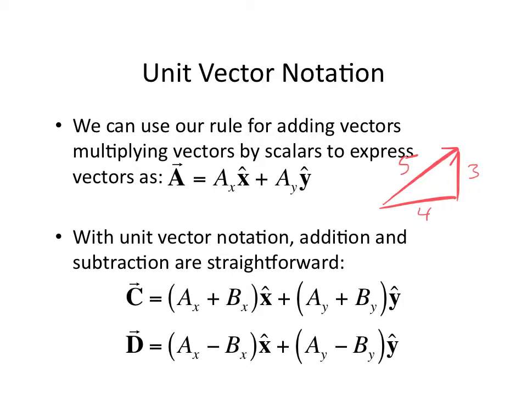That means vector A could be described as 4 paces, or 4 meters, or 4 whatever you're measuring, 4 x hat plus 3 y hat. So it's basically saying it has an x component and a y component.